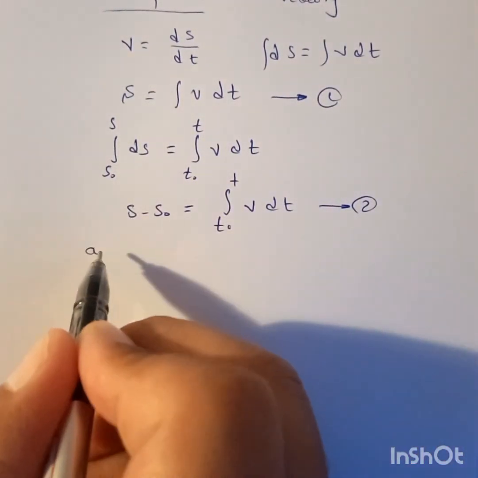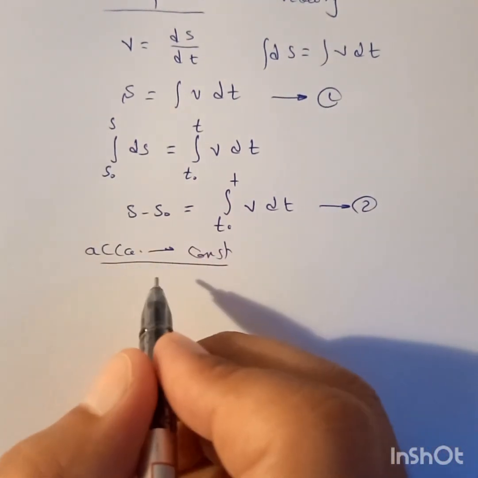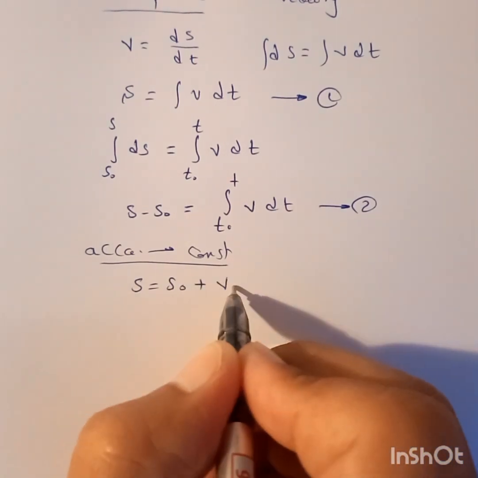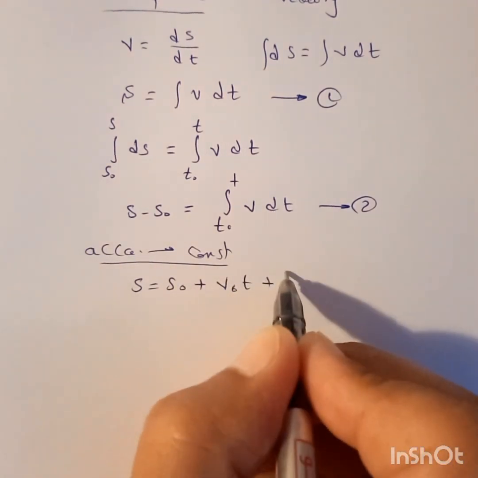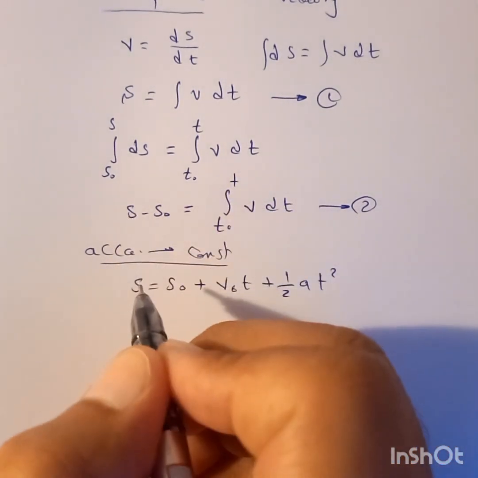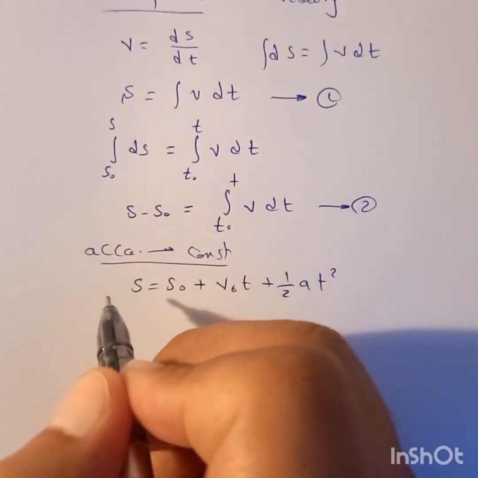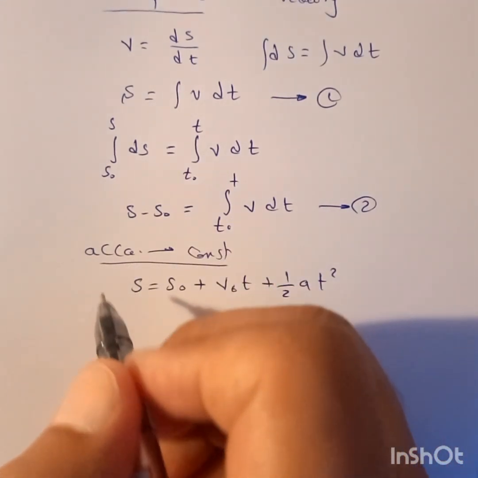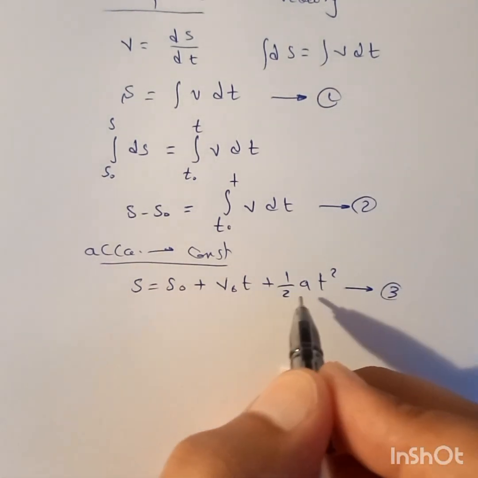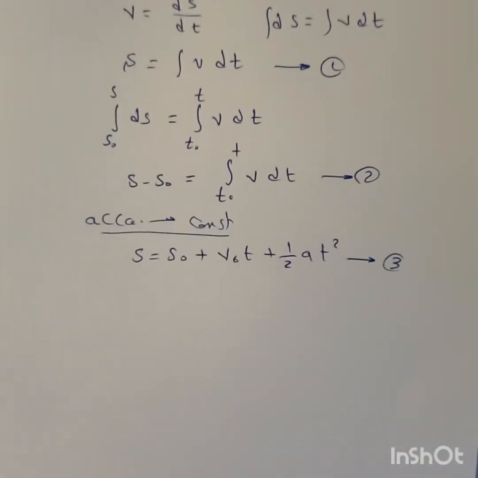When acceleration is constant, we can use this formula: s equals s naught plus v naught t plus 1/2 a t squared. By executing this definite integration, we find this one if acceleration is constant. This is the third relation from which we can find displacement from velocity in case the acceleration is constant.